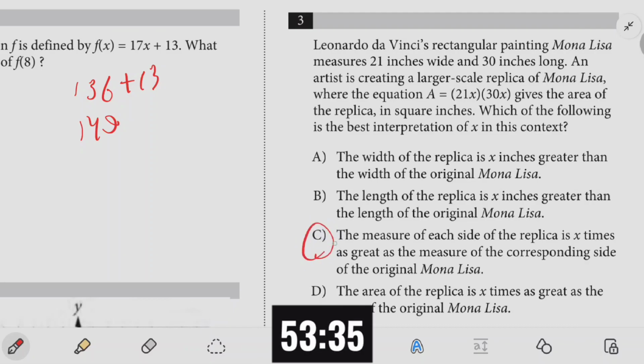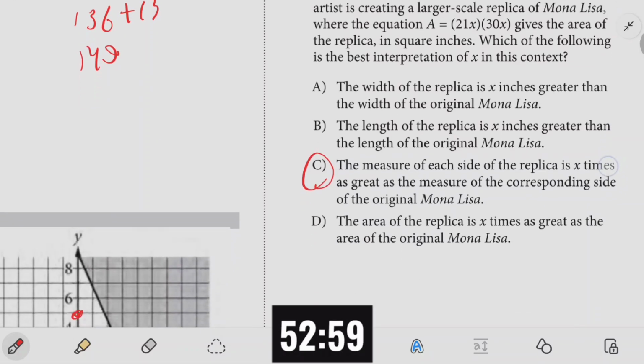I believe it's measure of each. I believe this one because it's proportional. So the measure of each side of the replica is like x times as great as the measure of the corresponding side. So let's say 21x. We're increasing. Let's say we want to make it twice as large. 21 times 2, and then we'll do 30 times 2, and then we would multiply those two to find the area, the new area. So yeah, the measure of each side of the replica is x times as great. Area of the replica is x times as great as the area of the original. That wouldn't be true. It'd be x squared times as great, I think. Because we're not just changing one side, we're changing both sides.